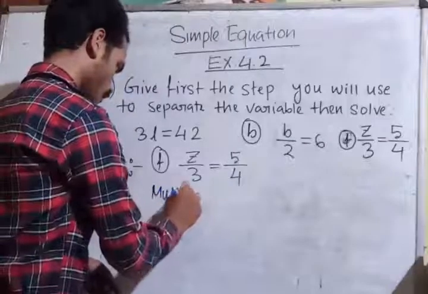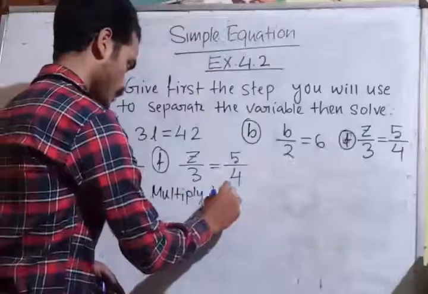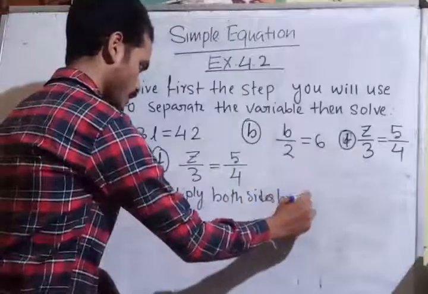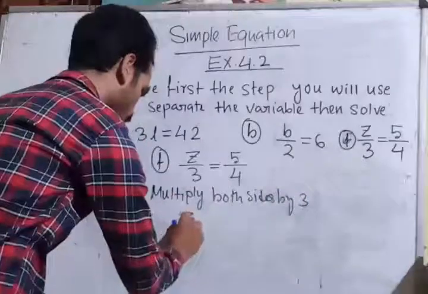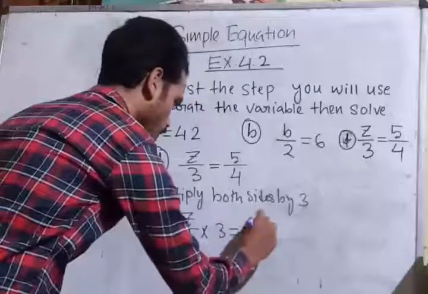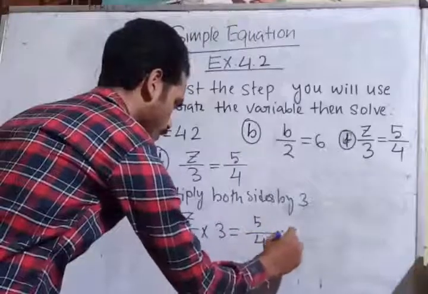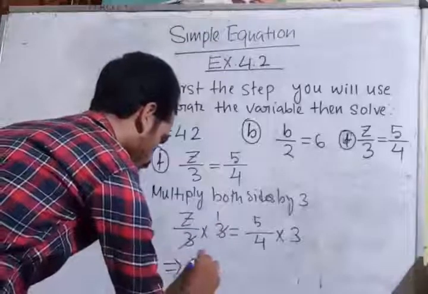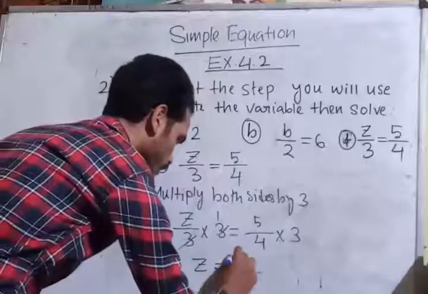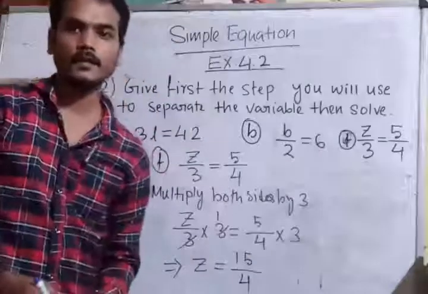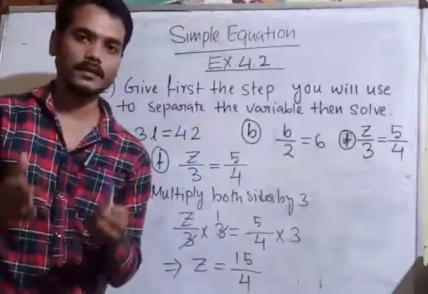Multiply both sides by 3, so that it will be z by 3 into 3 equal to 5 by 4 into 3. 3 ones are 3, so that it will be z equal to 5 3s are 15 divided by 4. So this is the answer, 15 by 4. Hope you have understood this part also.